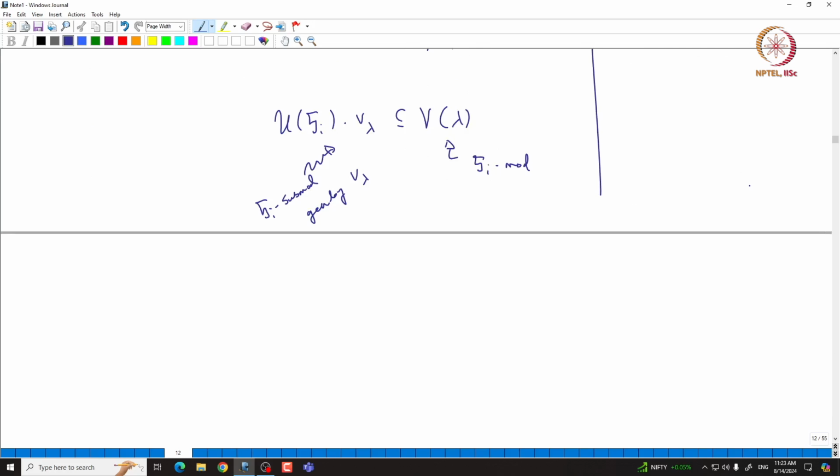So, now what do we know about this module? That is the important observation. Note that this is, first of all, finite dimensional. So, this is actually a finite dimensional S i module.